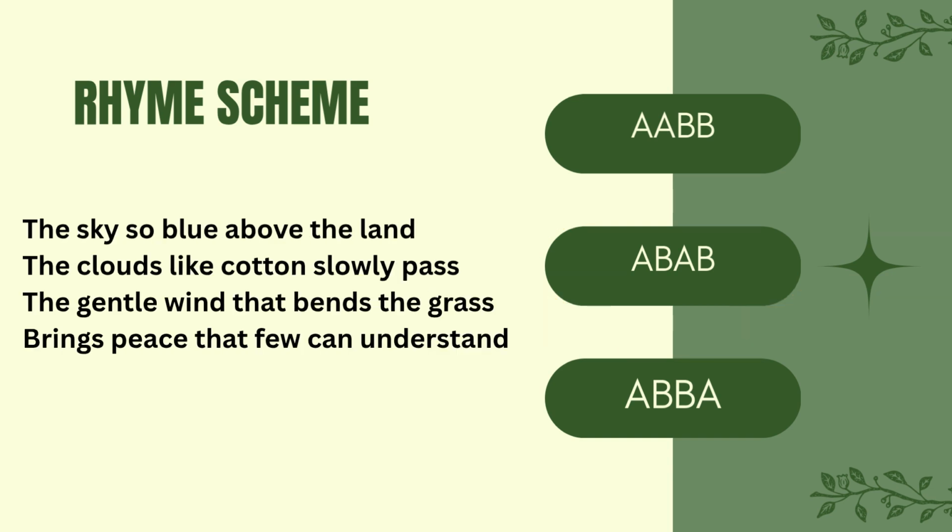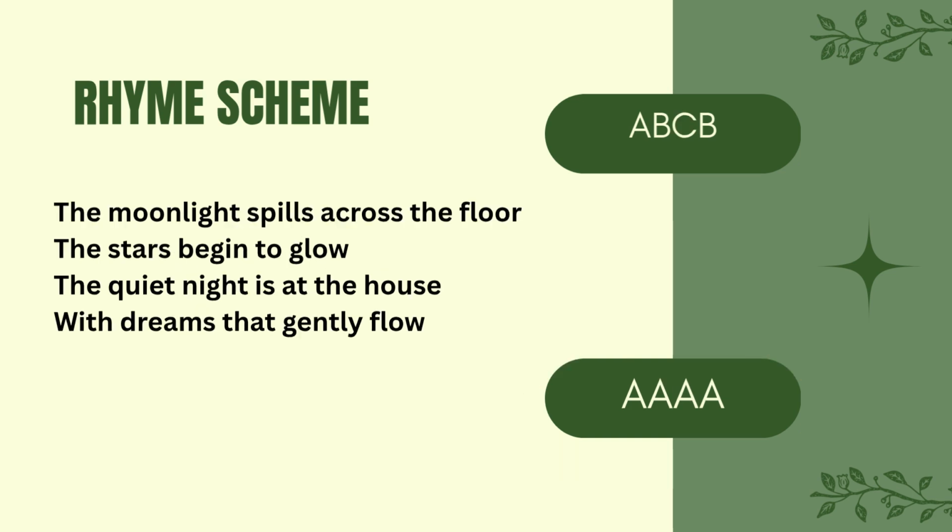Analyze this stanza. What words rhyme? The sky's so blue above the land. The clouds like cotton slowly pass. The gentle wind that bends the grass brings peace that few can understand. This is an example of ABBA pattern because the first and fourth lines rhyme, second and third lines rhyme.